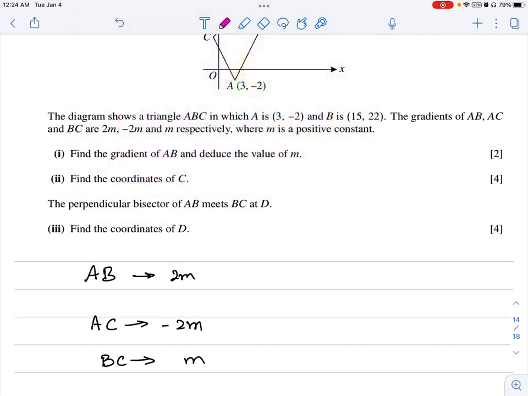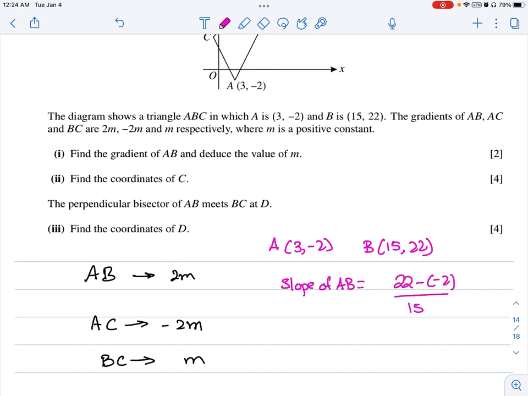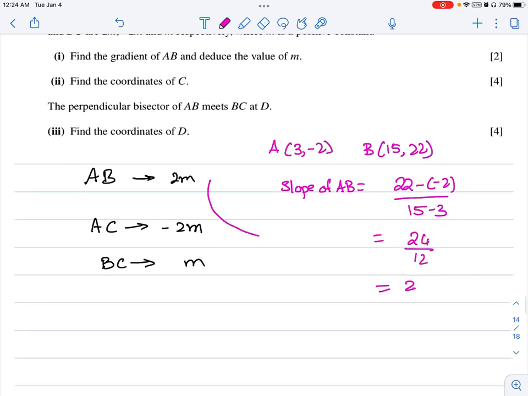So first we'll find AB's gradient. A is (3, negative 2) and B is (15, 22). So the gradient, the slope of AB, will be y2 minus y1 upon x2 minus x1, 24 upon 12, since 15 minus 3 is 12, which is 2. But AB's gradient is 2m, so 2m is equal to 2, so m is equal to 1.